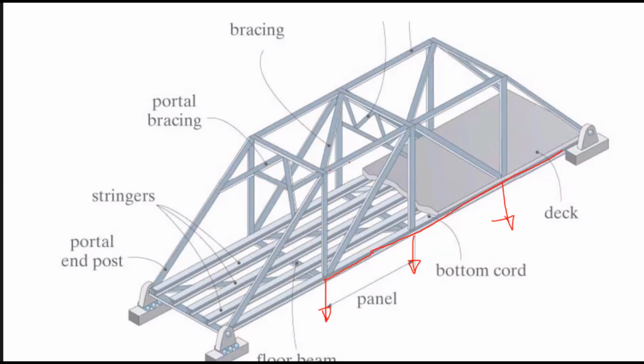Okay, so this is in compression, right? Then I can simply say half the deck load comes on each truss. So I take half the load. Now look at my bottom. So the load flow is whatever load comes on the deck, through any medium that gets the load.